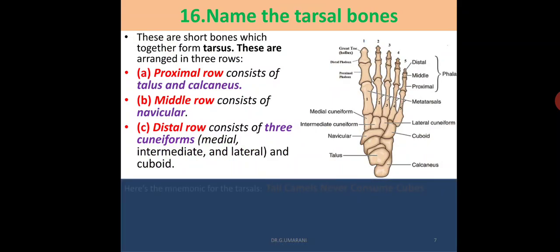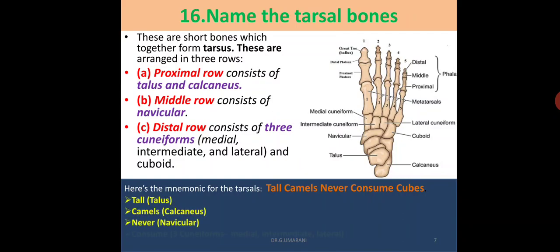These tarsal bones can be remembered with the mnemonic known as tall camels never consume cubes. So T talus, C calcaneus, N navicular, and C for 3 cuneiform bones, and C for the cuboid.